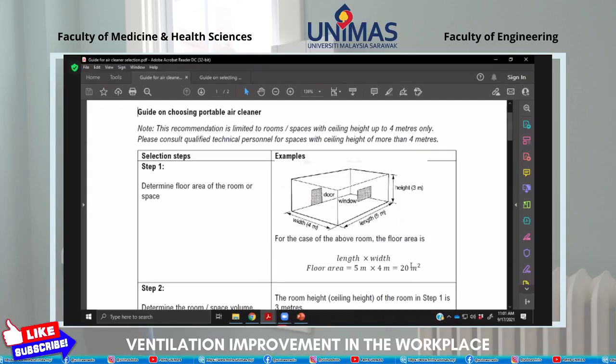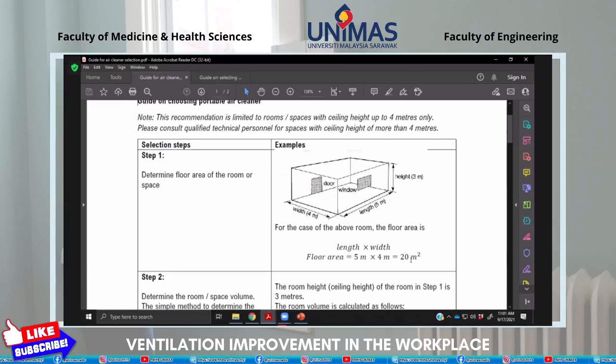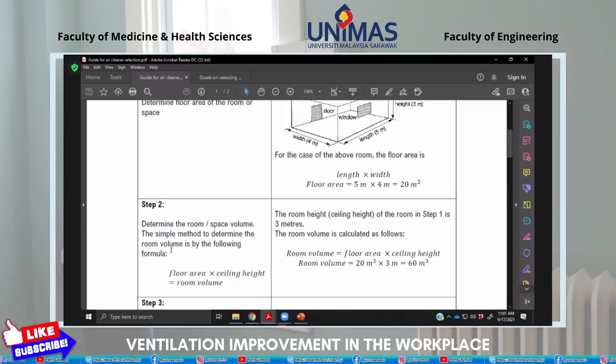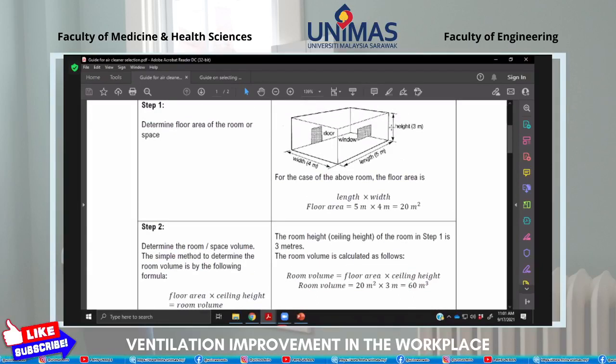So if it is actually an odd shape, then we have to use some of our knowledge in mathematics, or we just simply do some rough estimation for the floor area. And then from that floor area, the second step, we need to determine the room volume or the space volume. To determine the space volume, it is just simply find out the height of the building, and then multiply it with the floor area. So area multiplied by height, we get volume.